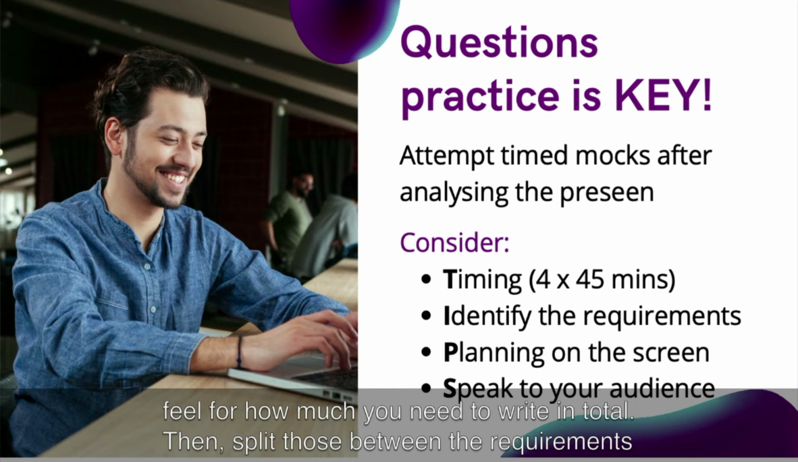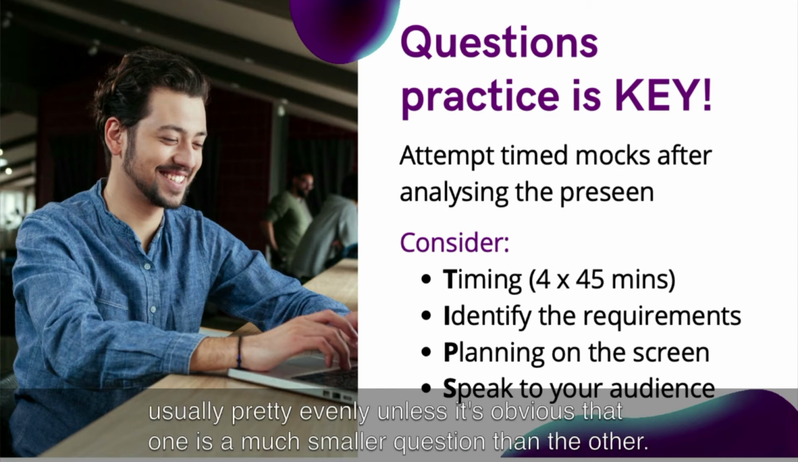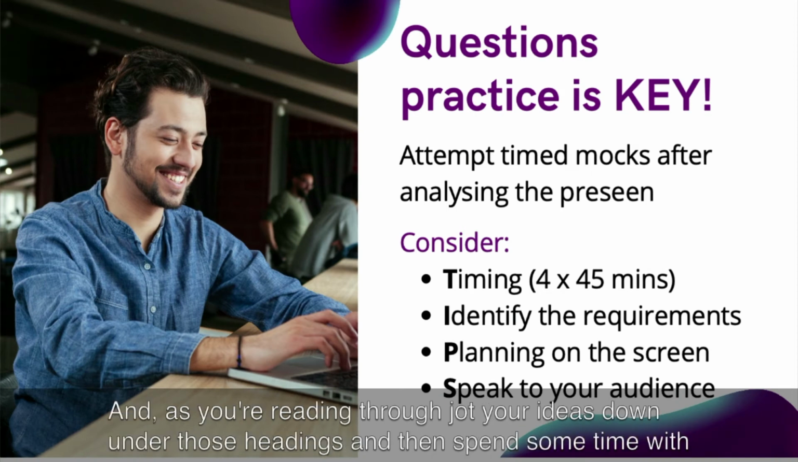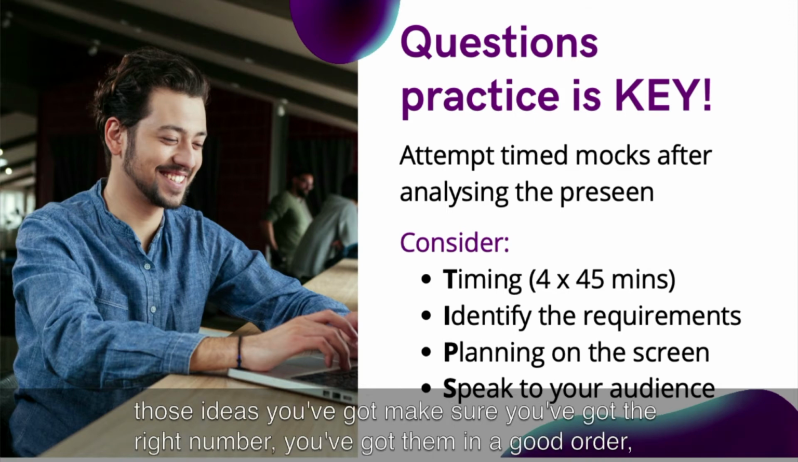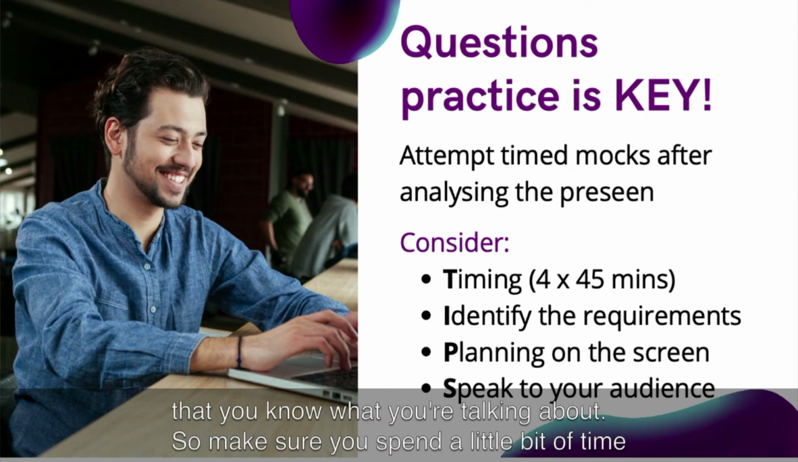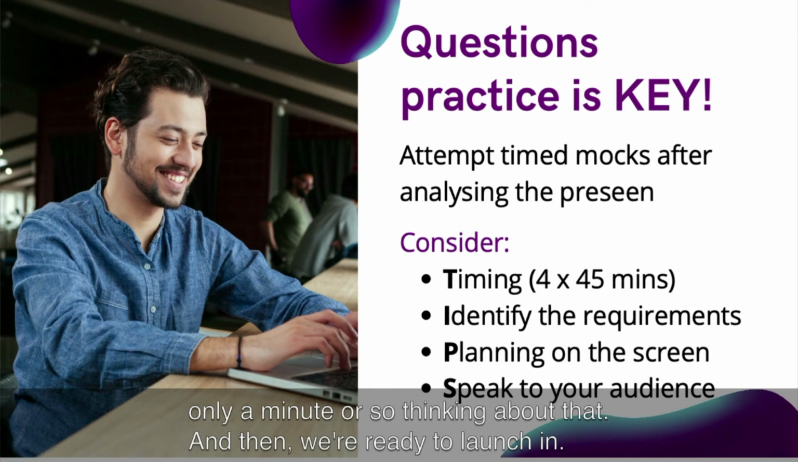Then split those between the requirements, usually pretty evenly, unless it's obvious that one is a much smaller question than the other. Then have a read through the unseen, the new information, in detail, and as you're reading through, jot your ideas down under those headings. And then spend some time with those ideas you've got. Make sure you've got the right number. You've got them in a good order. You want to get the points first that are going to give the marker confidence that you know what you're talking about. So make sure you spend a little bit of time, only a minute or so, thinking about that. And then we're ready to launch in.